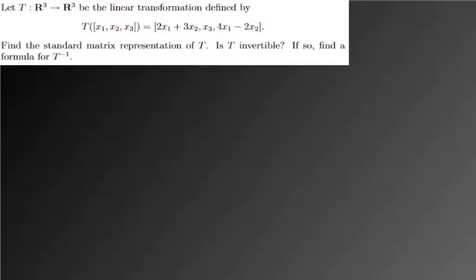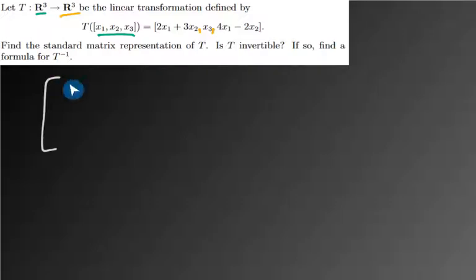So, this x1, x2, x3 is related to that. And then the fact that there is one term there, two terms there, and then three, right, is related to the fact that it lands in R3. And here I'm just asking you to write a standard matrix representation of T, which in this case you can basically do by looking at this part, right?